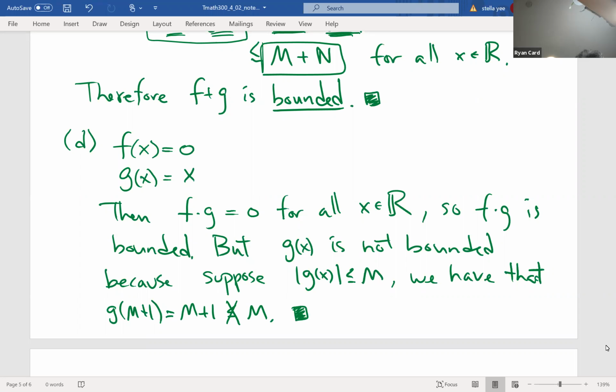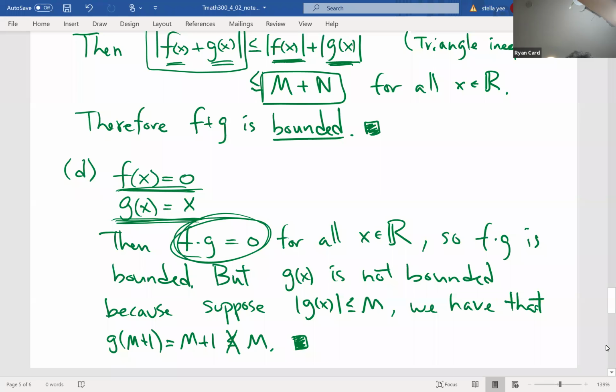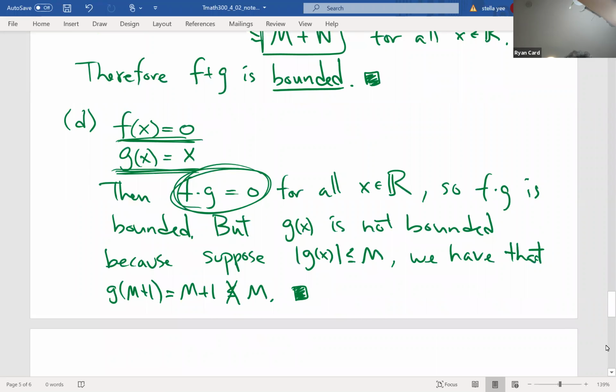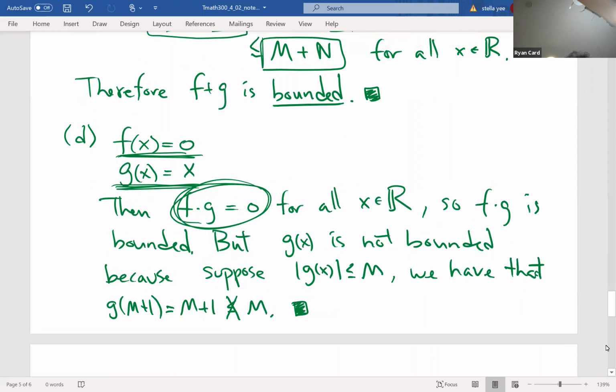So you could have functions where the product itself is bounded, but that does not imply that the factors are both bounded. So in this case, f is bounded, but g is not bounded. It is possible to have both unbounded, but this should work for this example.